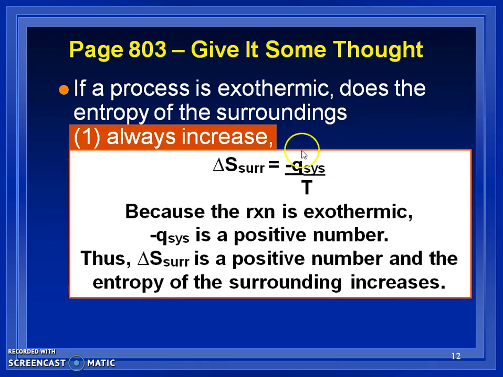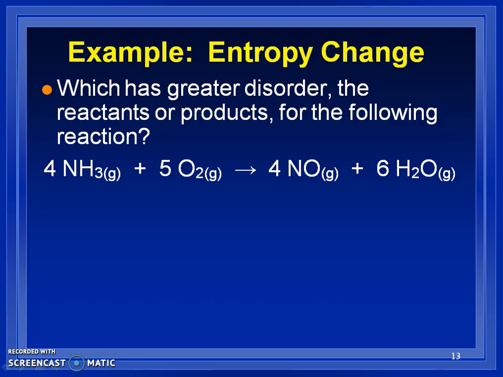Again, read over that, and that Q of that system is basically your delta H. Kind of the same thing if you remember from chapter 5. So here's an example. Which has greater disorder, the reactants or the products in this reaction?